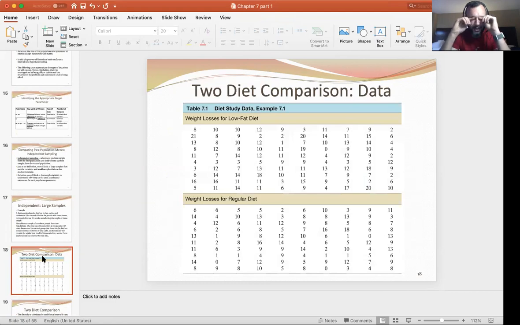Now, I love this example because it really illustrates why we can't just take a visual guess and jump to the conclusion of something. Because I don't know about you, but looking at these tables like this, you might want to jump to a conclusion and go, well, I see lots of larger numbers. I see more larger numbers on the top, and in fact, there's a 20 and a 21 in the top group. That's the low-fat diet. So it's got to be bigger, right? Because the differences are bigger.